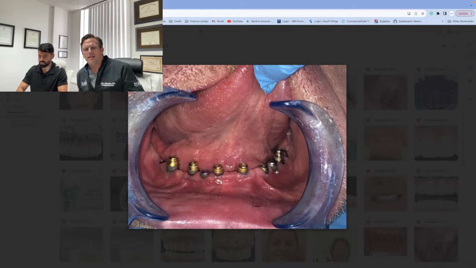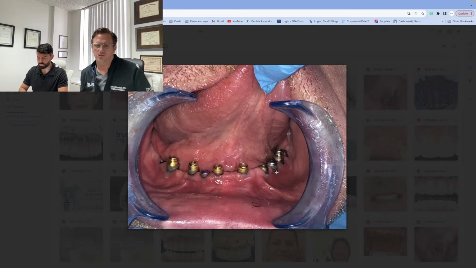So it's just a magnet for debris, for calculus, for tartar, for bacteria. As that bacteria sits on the implant, it begins to migrate down. The soft tissue and the bone start to pull away from it. And so it ends up being just a nidus for infection, for debris buildup, and so on and so forth.